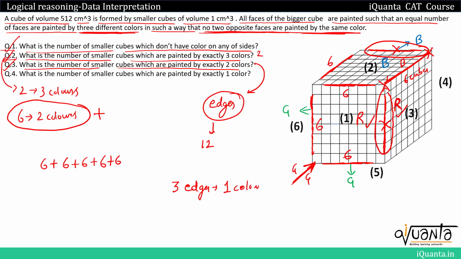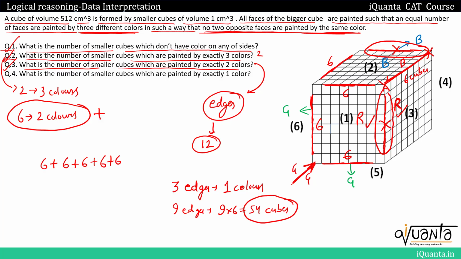So how many edges are remaining? We have total 12 edges. 9 edges will be there on which we'll have cubes having two colors involved, and we just saw that on every edge we are having 6 cubes that have two colors. So on 9 edges we'll be having 9 into 6, that means 54 cubes that will be having two colors. So we have 54 cubes from the edges.